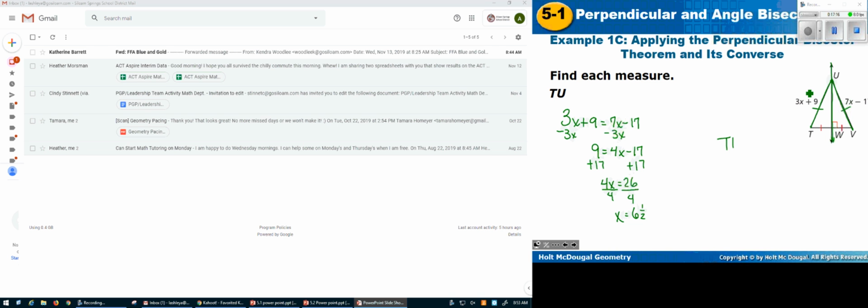So now we're going to go over here to TU and plug it in. 3 times 6 1/2 plus 9. Because that's what TU is equal to, is 3x plus 9. What's 3 times 6 1/2? 19.5. Plus 9 gives us what? 28.5.